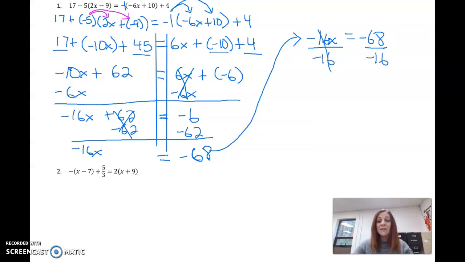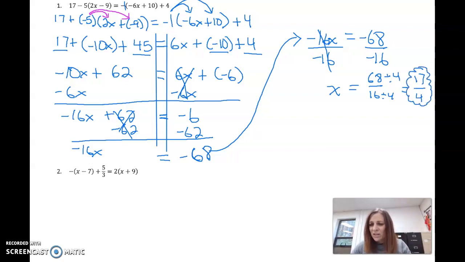Negative 16 divided by negative 16 is 1x. Negative 68 divided by negative 16. Well, negative divided by negative is going to be a positive. I will tell you, you could divide both of these by 4, and you get 17/4. So that's an acceptable answer. I could have started by dividing by 2 and then dividing by 2 again.